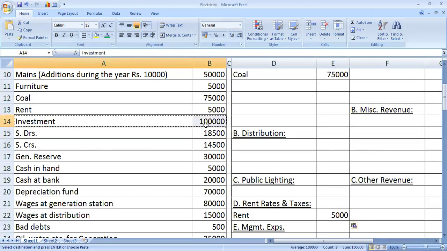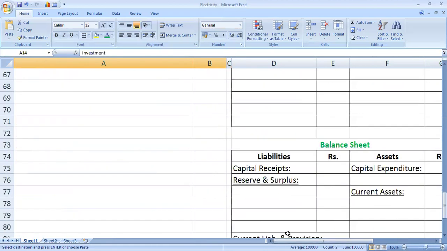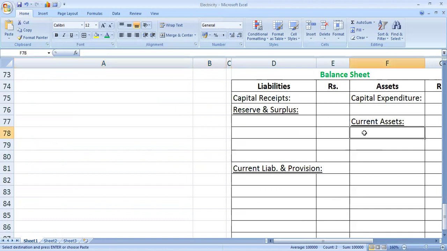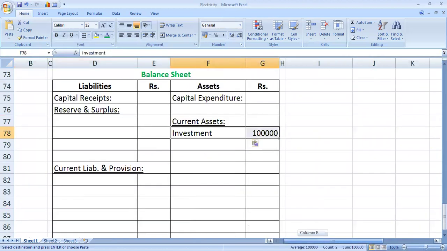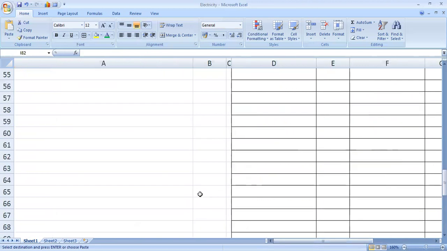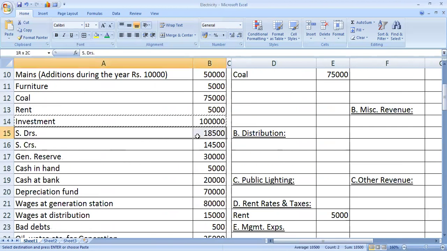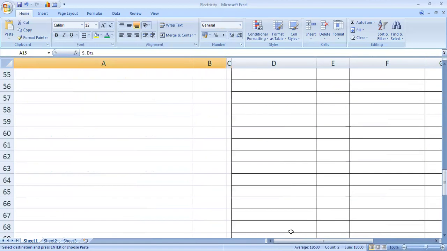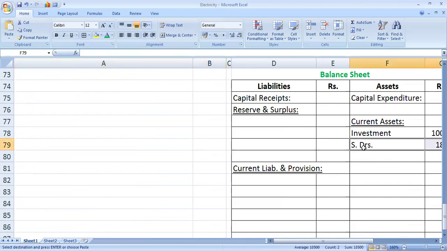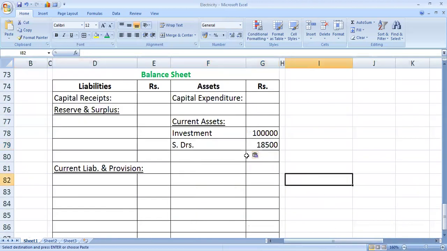The next, investment, ₹1 lakh. Investment is an asset that goes to the balance sheet asset side under the heading of current asset, ₹1 lakh. The next item, sundry debtors. Sundry debtors is also a current asset. Goes to the balance sheet asset side under the heading of current asset, ₹18,500.